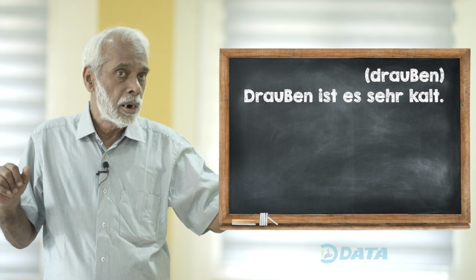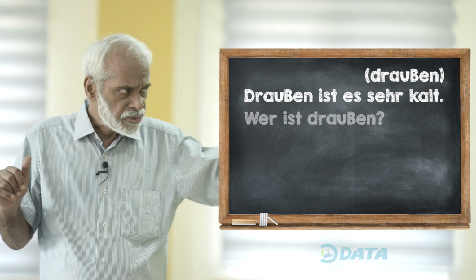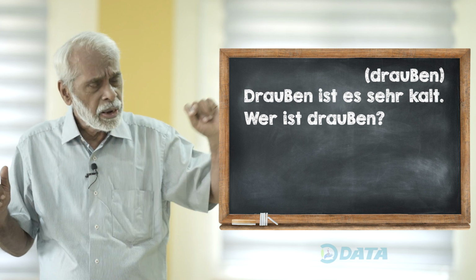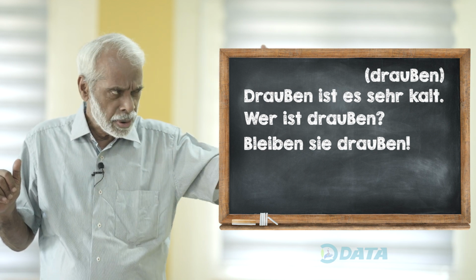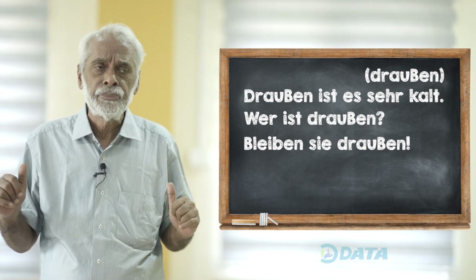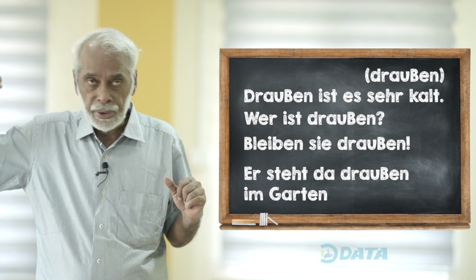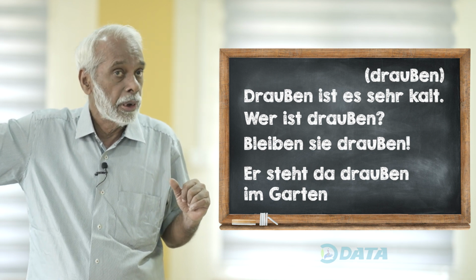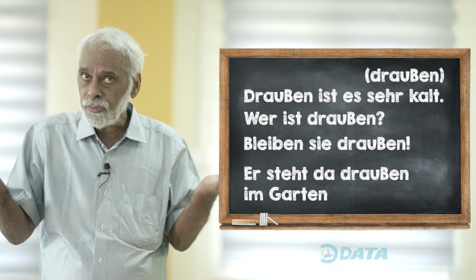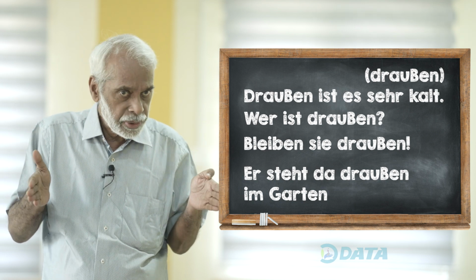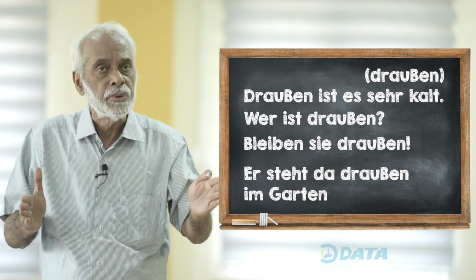Draußen ist es sehr kalt. Outside it is very cold. Where is draußen? Who is standing outside? Bleiben Sie draußen. Remain outside, don't come in. Steht da draußen im Garten. He is standing there outside in the garden. So außen is on the outside of something and draußen is just outside. If you go like that, then you won't make any mistakes.